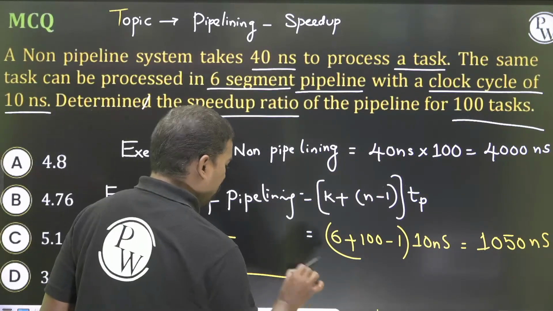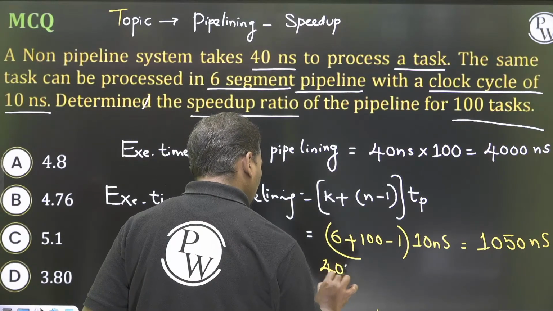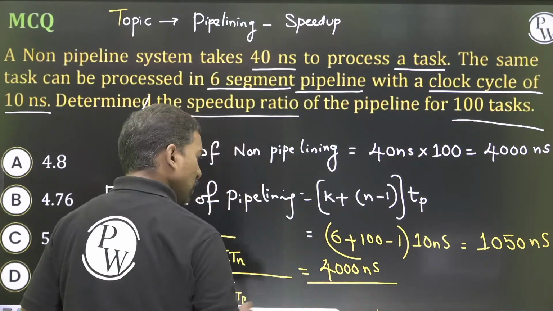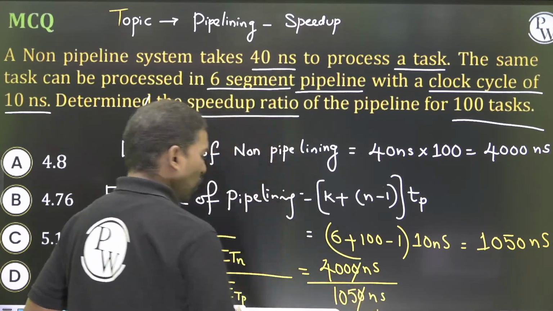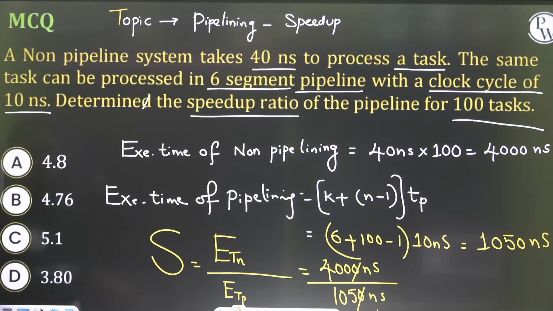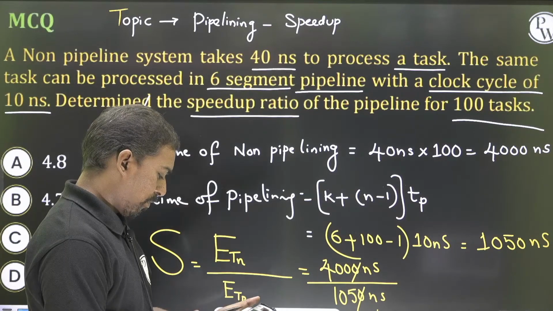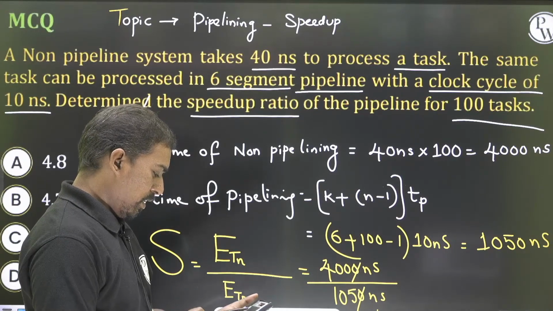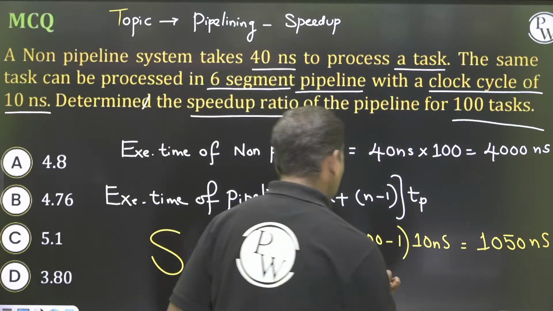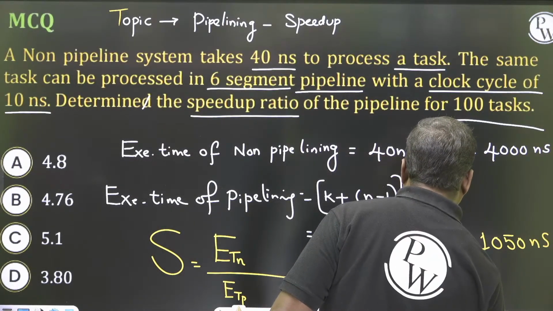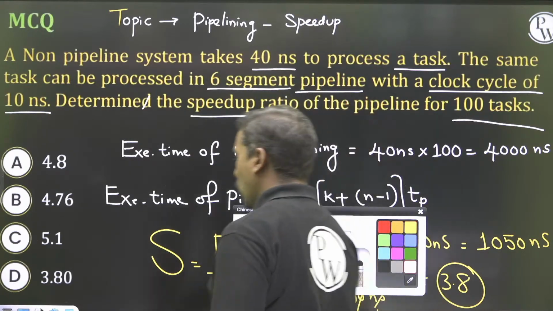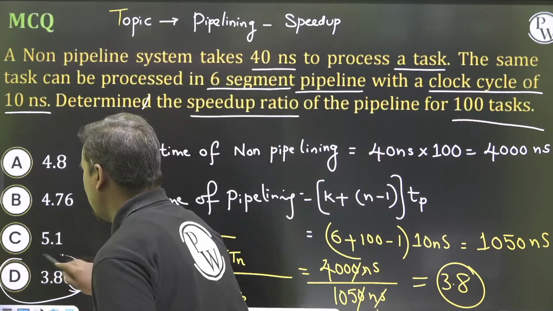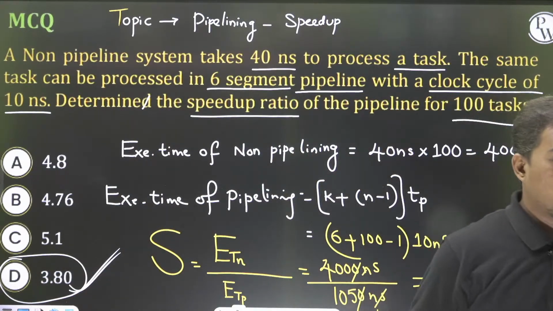So what is the execution time of non-pipelining? 4000 nanoseconds. This is 1050 nanoseconds. So how much? 4000 by 1050 is more than 3. How much are you going to get? It is coming around 3.8. 3.8 times faster. The right answer for this question is 3.8, option D. Very good.